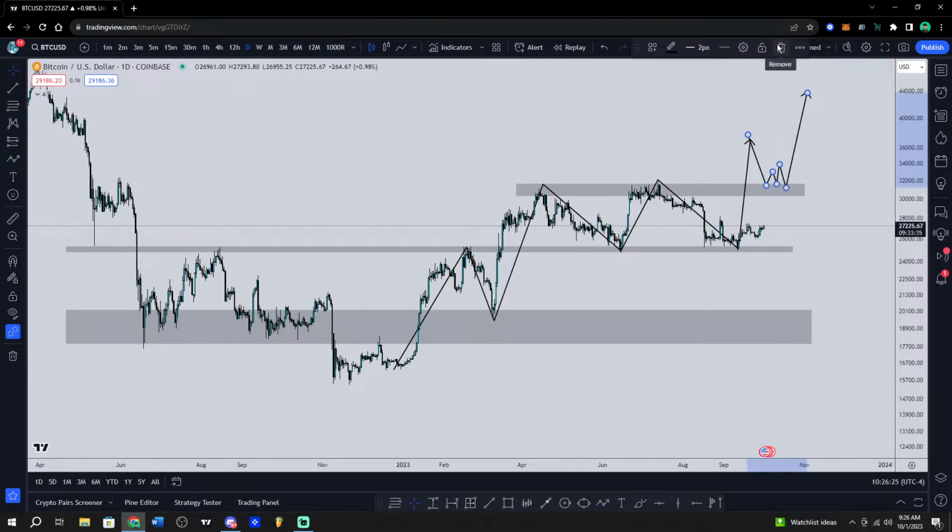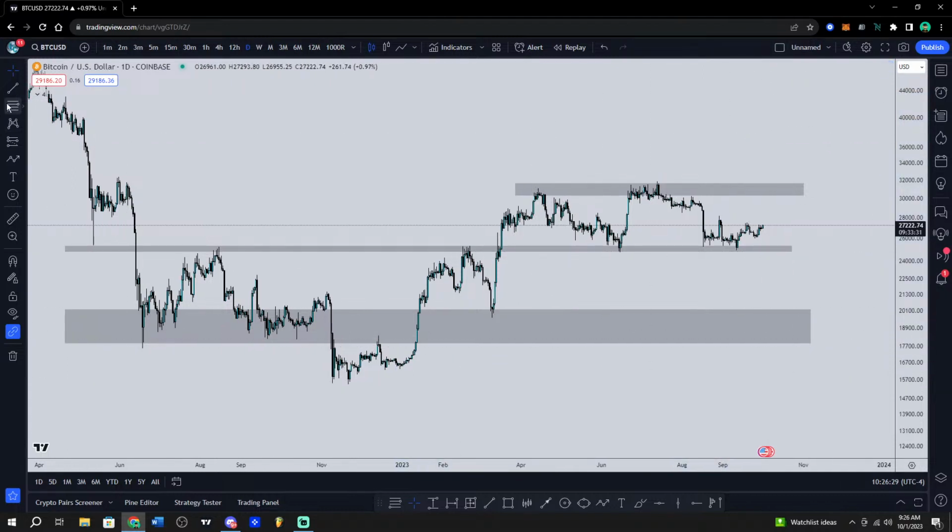Now, this is where Fibonacci can come into play and help. So if I just take a Fibonacci tool, now with Fibonacci, well, I shouldn't have. Let me go ahead and there we go. Fibonacci.